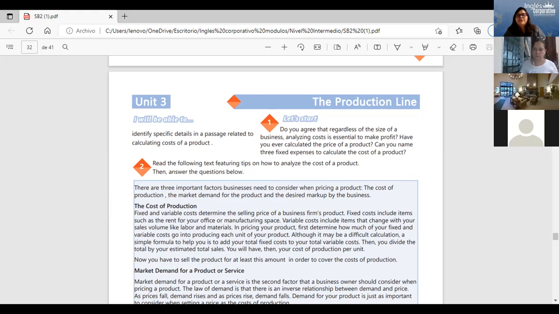Okay, now go for the fixed expenses to calculate the prices. I'm going to check the last group, and then I'm going to take you out.